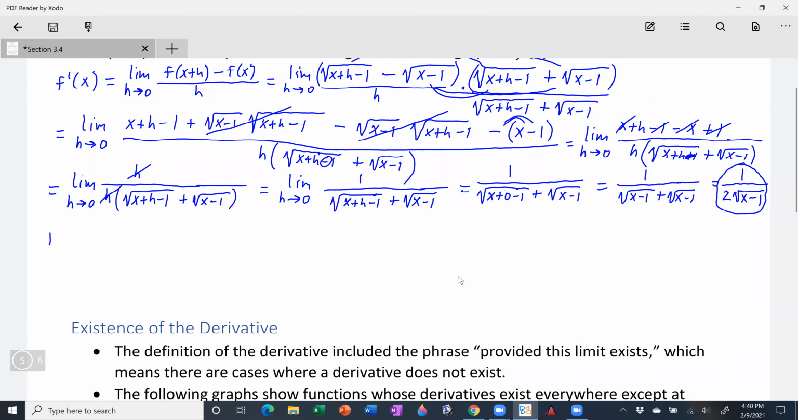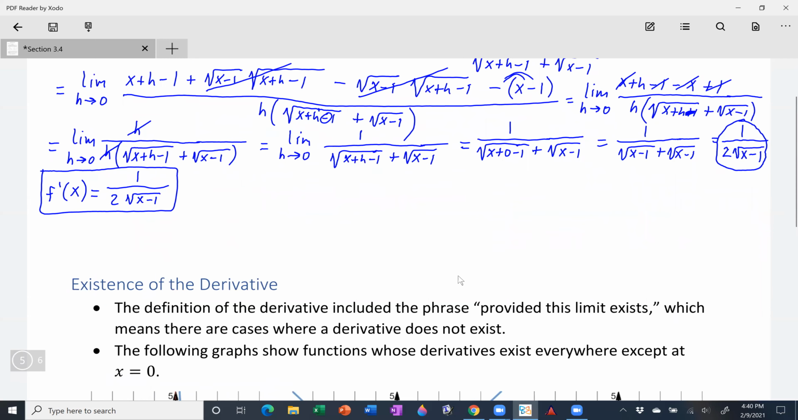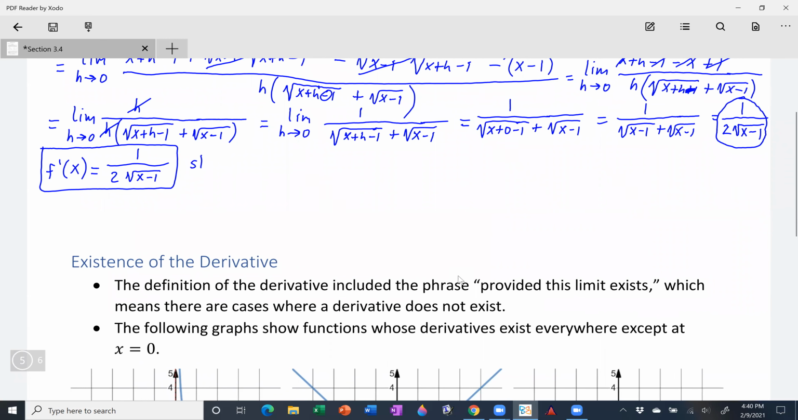Okay, so let's write this: f prime of x equals 1 over 2 root x minus 1. Now we're not done because we just found the derivative. They wanted us to find the equation of the tangent line at x equals 5. The beautiful thing about the derivative is it gives us the slope of the tangent line anywhere we want.